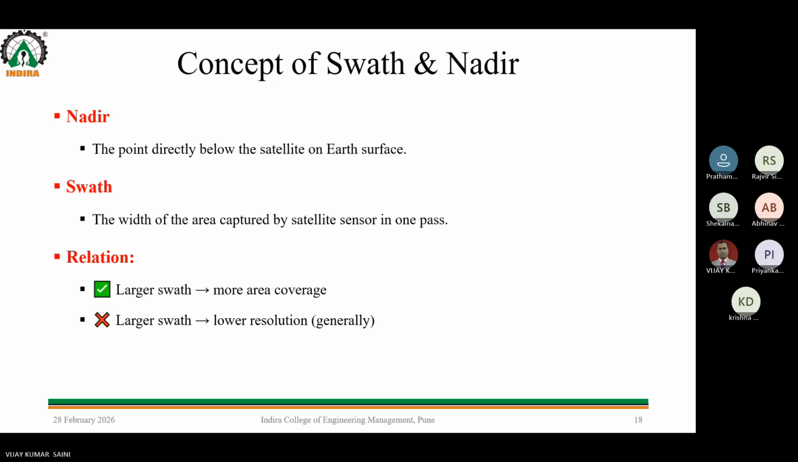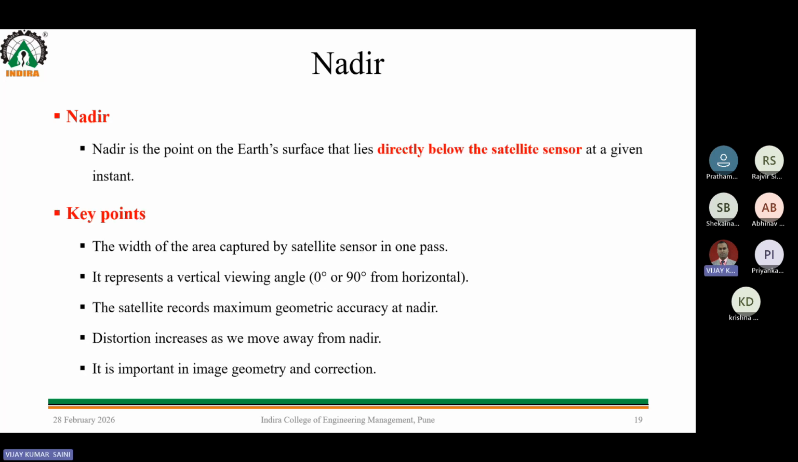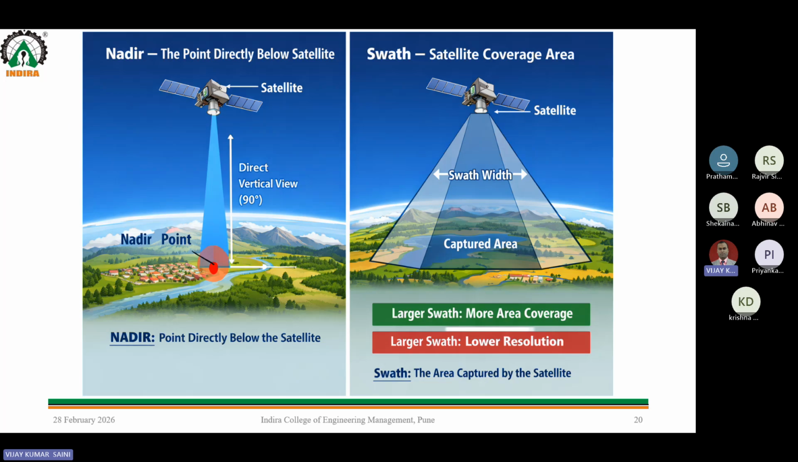So instead of talking in terms of this, I think I had this image, and first of all, I'll show this image, and we'll go more in depth. If you see this one, this is Nadir and this is your Swath. So here is basically the satellite.